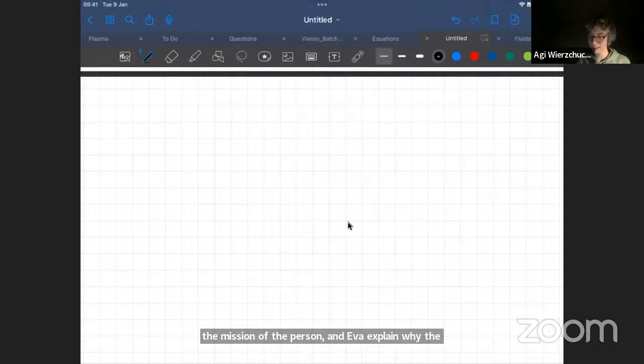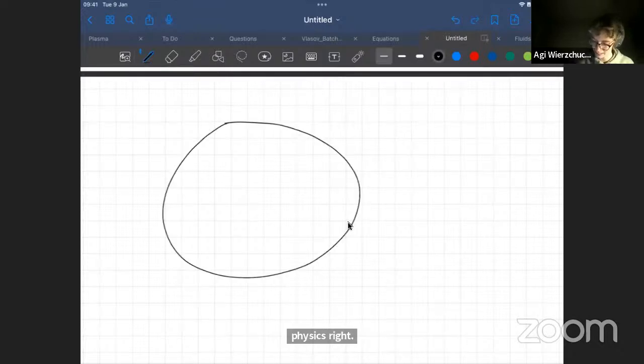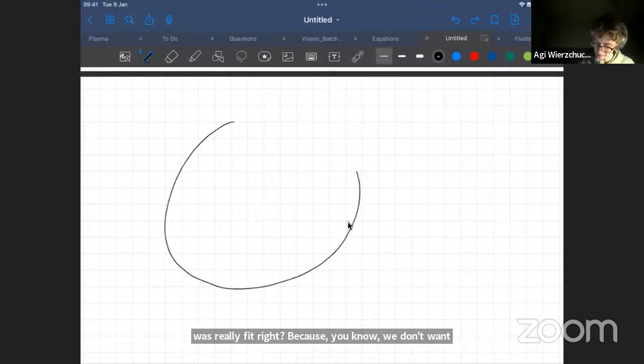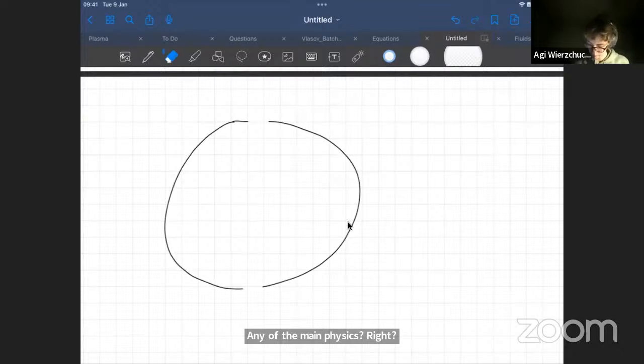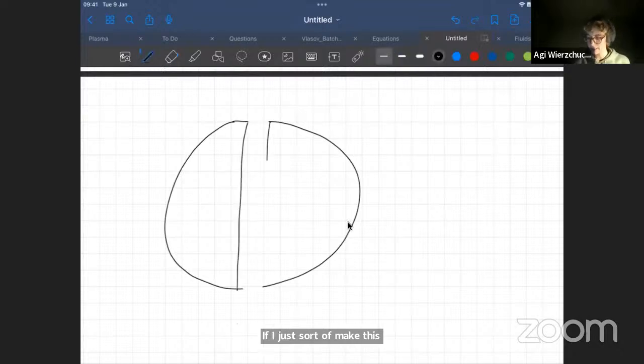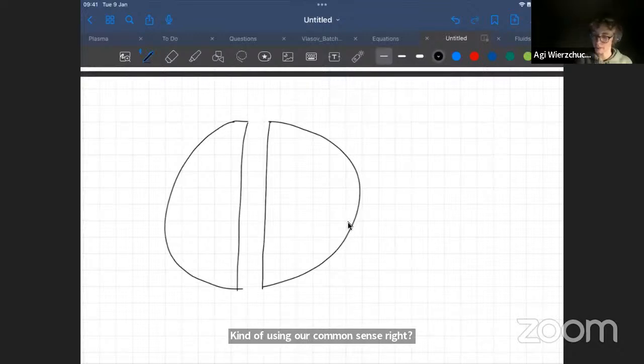So I'm just going to quickly go through facts that you can deduce without any extra physics, right? If I have an Earth, and let's say that the tunnel is really, really thin, because we don't want to change any of the main physics, right? So using our common sense, if I'm right at the top of this Earth, I'm clearly going to feel a force pulling me down. That's just gravity. If I'm here, at this side of the Earth, I'm also going to feel a force pushing me down.